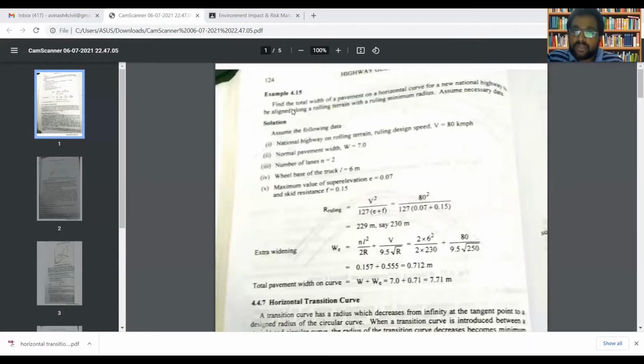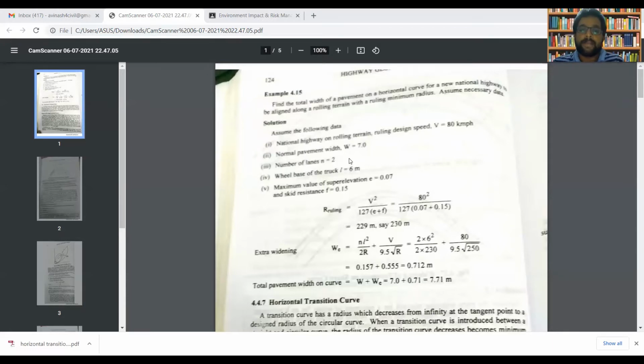So you are asked to find out the total width of pavement. So normal pavement width you have assumed as 7 meter. How is the 7 meter coming? If you remember, we were having this specification, this guideline, depending on the number of lanes. So for a 2-lane highway, it is 7 meter. For multi-lane highway, it is 3.5 meter per lane, if you remember the specification, right?